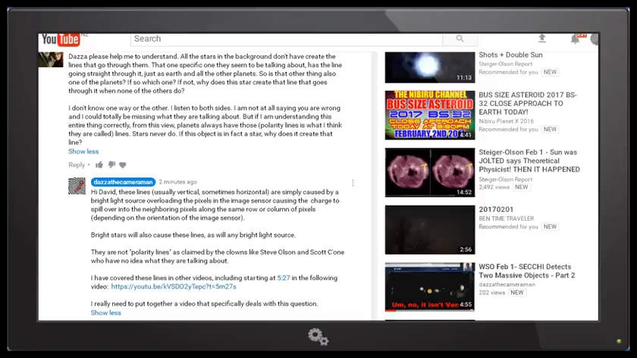As you can see, I've replied to David saying that these lines, which are usually vertical, sometimes horizontal, are simply caused by a bright light source overloading the pixels in the image sensor, causing the charge to spill over into the neighboring pixels along the same row or column of pixels, depending on the orientation of the image sensor. Bright stars will also cause these lines, as will any bright light source. They are not polarity lines, as claimed by the clowns like Steve Olson and Scott Sione, who have no idea what they're talking about. I have covered these lines in other videos, including starting at 5 minutes 27 in the following video, and I'll provide the same link in the description area.